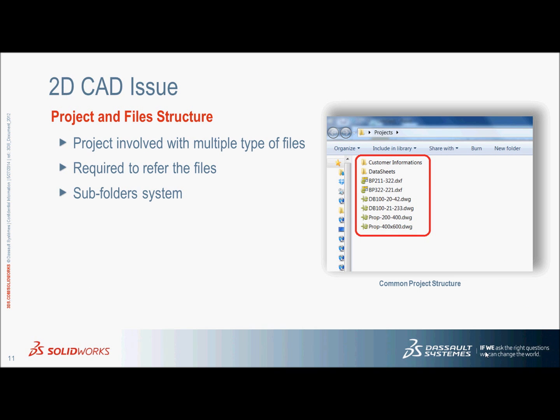With traditional CAD design, we usually create subfolders to categorize our files and keep them in a folder, as shown in the diagram on your right. We end up having a lot of files, and when we need to refer back to those files while designing or after design, we have to browse through them file by file.